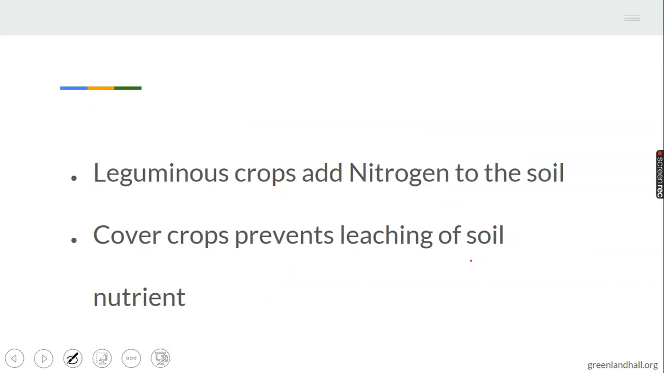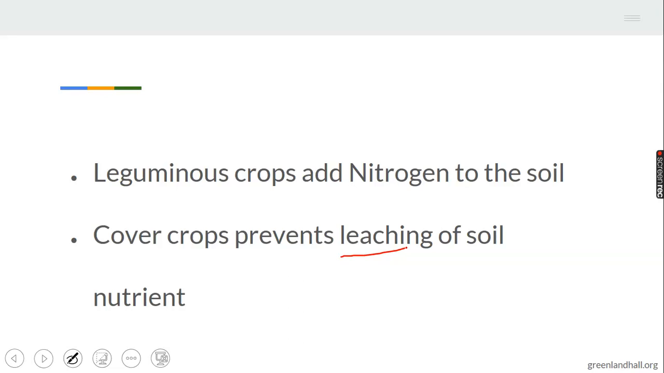Then leguminous crops add nitrogen to the soil. Leguminous crops, we know legumes, beans, groundnut, they add nitrogen to the soil. Cover crops prevent leaching of soil nutrients. What is then leaching? Leaching is the removal of plant nutrient, the washing away of soil nutrient.